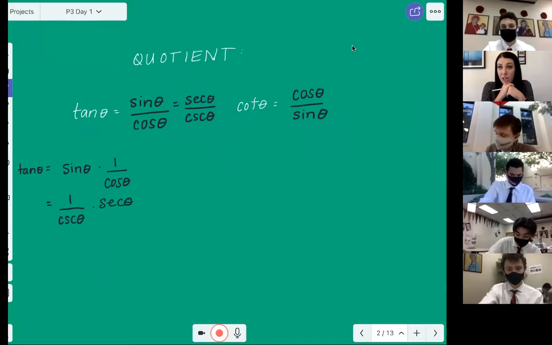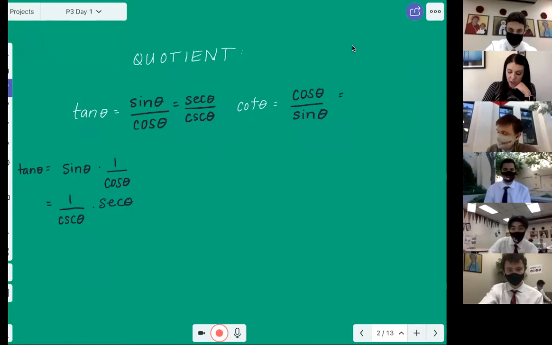Which means cotangent, I would just flip it. So we could go through that process again, or we could just recognize this one's going to be cosecant of theta over secant of theta.